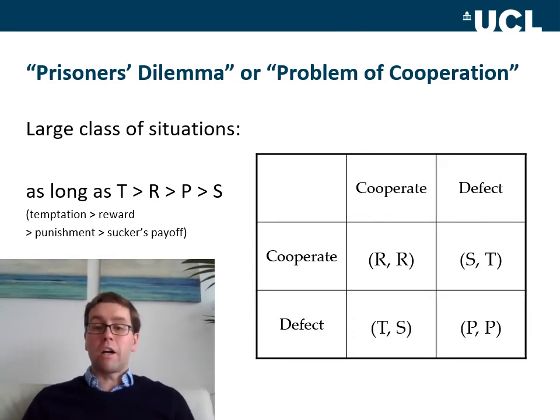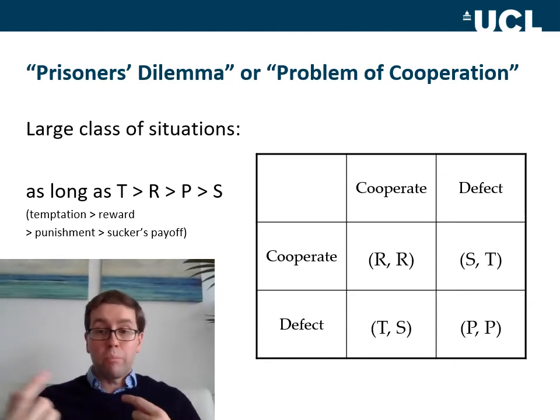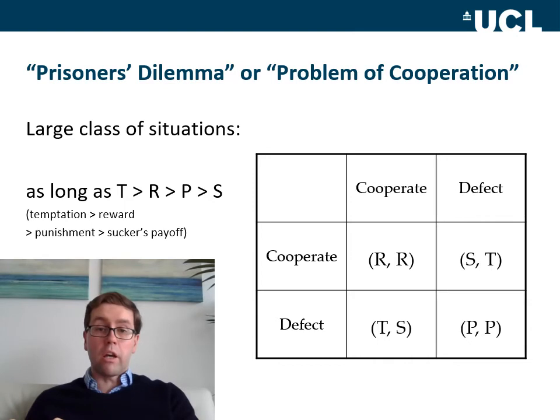And as long as the payoffs are as in this matrix here, so as long as the temptation of defecting when the other person is cooperating is larger than the reward for both of us playing well, doing the right thing, is larger than the punishment, so the situation where we both play the bad option, the defect option, is larger than the sucker's payoff, so being the loser, the one who cooperates while the other person defects. So as long as this ordinal ranking of outcomes is given, a situation can be described as a prisoner's dilemma or problem of cooperation.